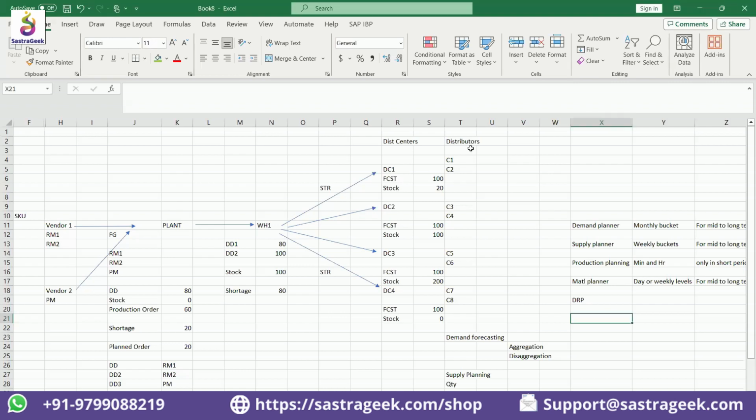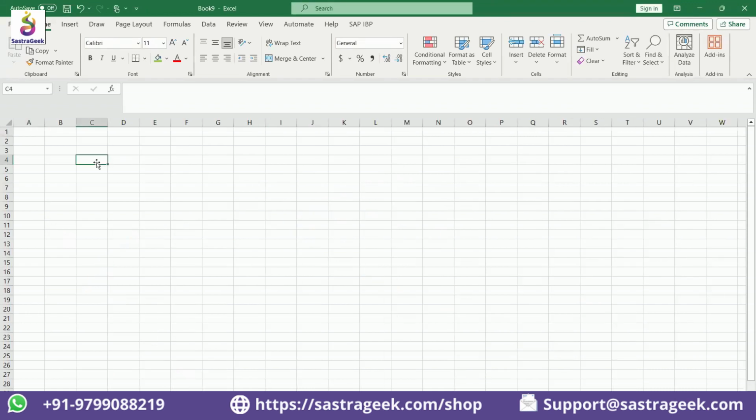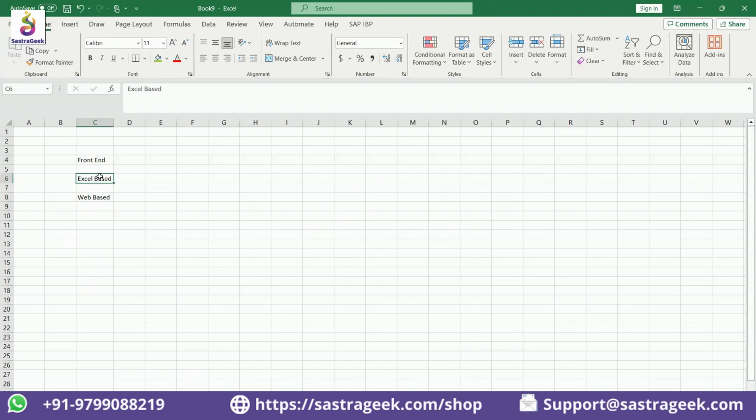You will see when we start using IBP, for the configuration part, we will use a web-based URL. But from the planner's perspective, we will always use Excel. That means we have two kinds of navigation, right? When we say navigation, we mean the front end for IBP. One is Excel based, one is web based. Why Excel based? I think we covered it in our previous session.